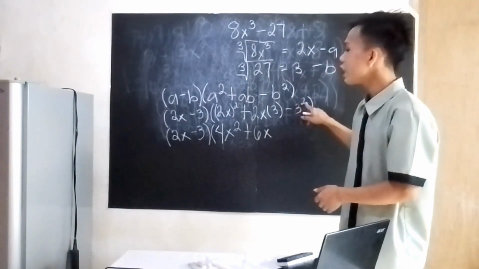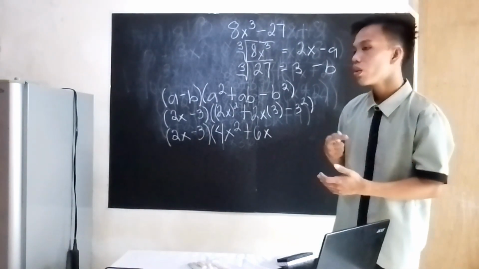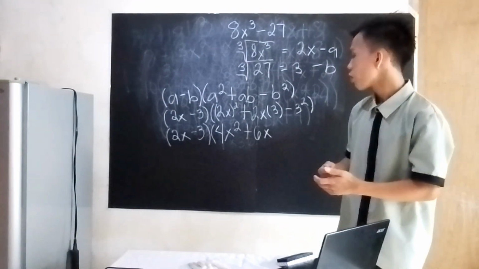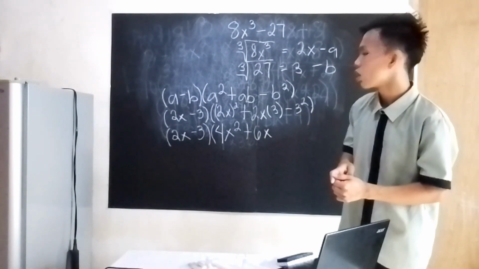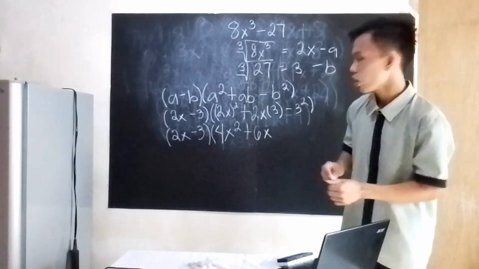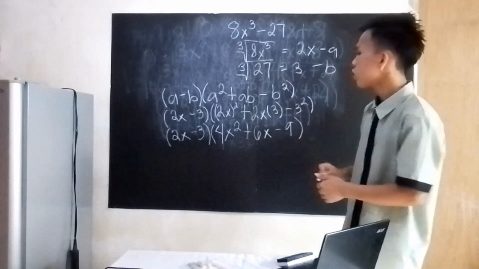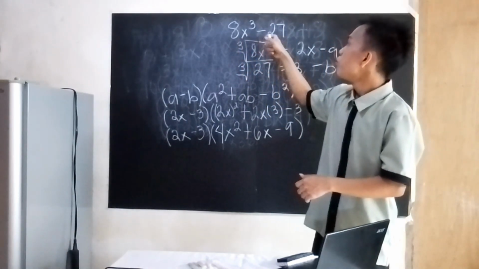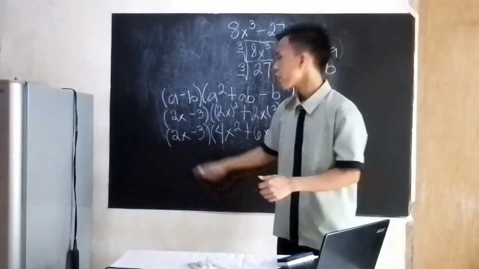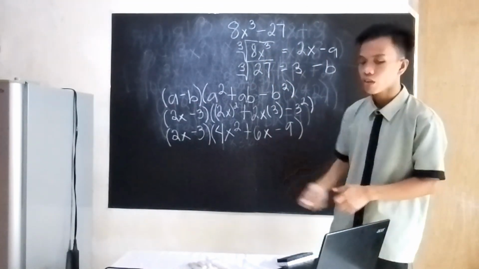Then next, what is 3 squared? So 3 times 3, or a number multiplied to itself. What is 3 times 3? That's right, so that will be 9. So the factor of 8x cubed minus 27 is 2x minus 3 multiplied by 4x squared plus 6x plus 9.